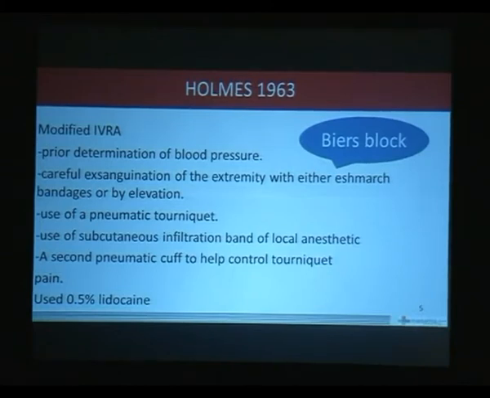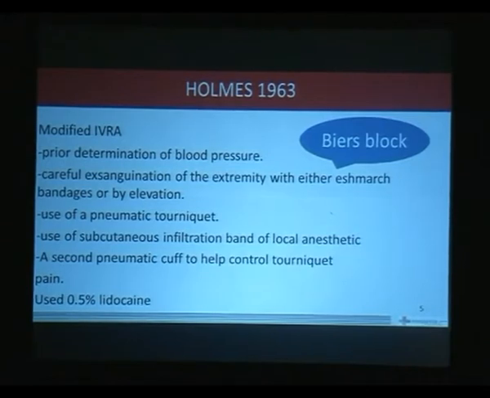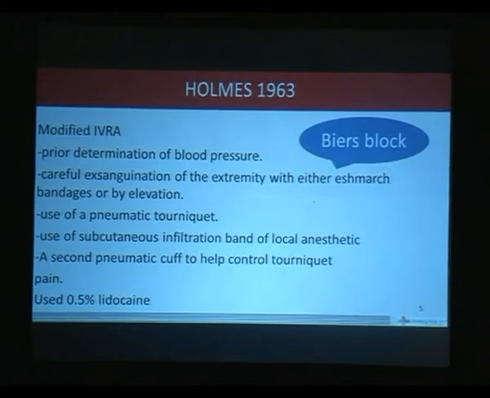He also started using pneumatic tourniquets, single cuff, double cuff, and he started using local infiltration under the cuff to avoid pressure pain of the tourniquet, and he was the first one to use 0.5% lidocaine. And after incorporating all these changes in the block, he termed it Bier's block in memory of August Bier, who initially started this block.